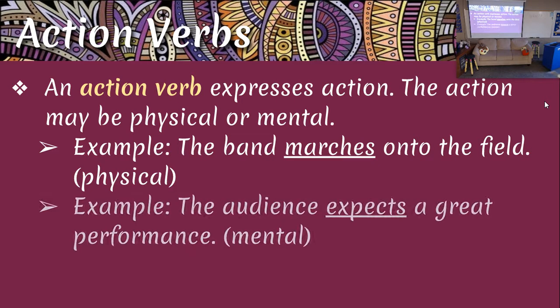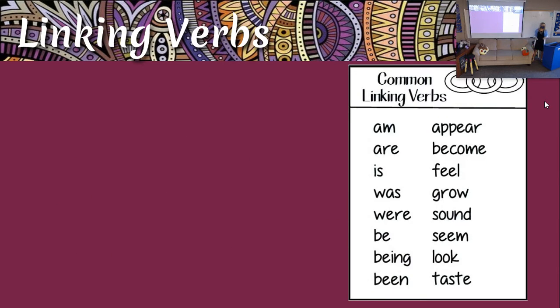Now the mental action verbs are still verbs, they still express action, but it's all kind of inside your head, so you can't physically see people doing mental action verbs, which is why they can be kind of tricky. But for example, expects. The audience expects a great performance. Expects is still an action, it's just mental. So we can't really see people expecting something to happen, but it's still there. Okay, so just keep your eye out for those mental action verbs.